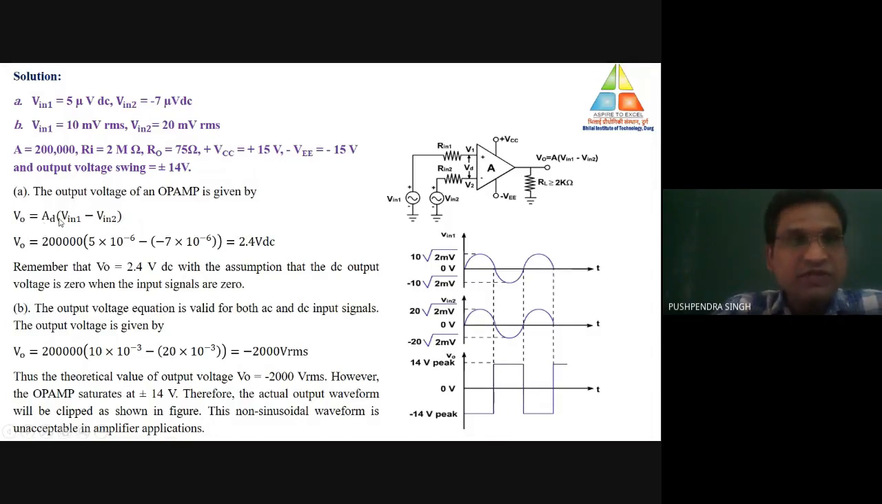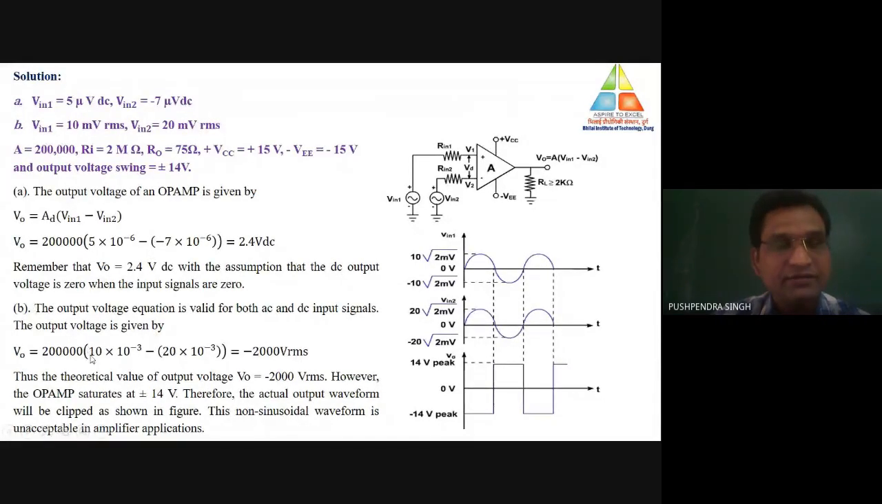Now let us substitute the values. The value of AD is this one. The value of V in 1 for part A is 5 microvolt. The value of V in 2 for part A is minus 7 microvolt. After substituting these values, the output is 2.4 volt DC. That means we get a constant voltage of 2.4 volt at the output terminal of the op-amp. It's good. Now part B.